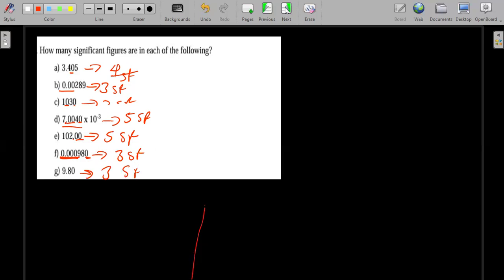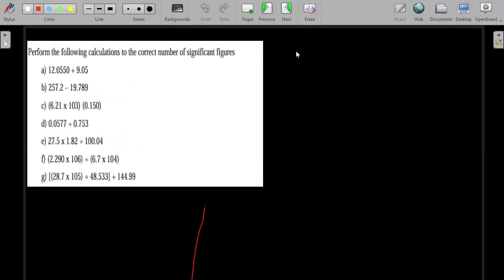Okay. So let's try more tutorial sheet questions. We have our calculations here. I hope people are having calculators so that we'll be moving fast. You help me with calculations. They're saying, perform the following calculations to the correct number of significant figures. So now we are applying the laws of significant figures when dealing with operations. Let's start with the first one. We are adding 12.0550 plus 9.05. When you add the two, what number are you getting? The entire number.